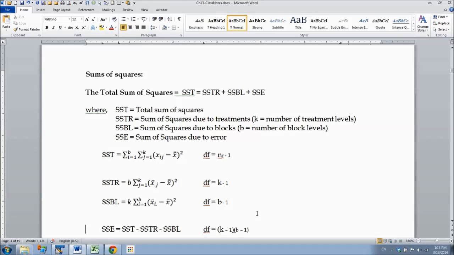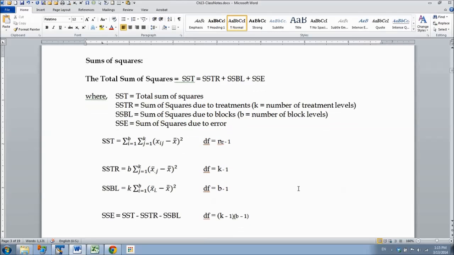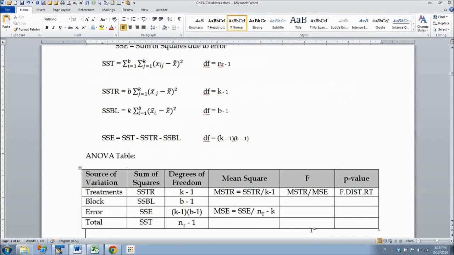And the degrees of freedom are noted here. For treatment, it is k minus 1. For block, it is b minus 1. And for error, it is k minus 1 times b minus 1. Now we can arrange all of this in an ANOVA table. So here we have treatment, block, error, and total.